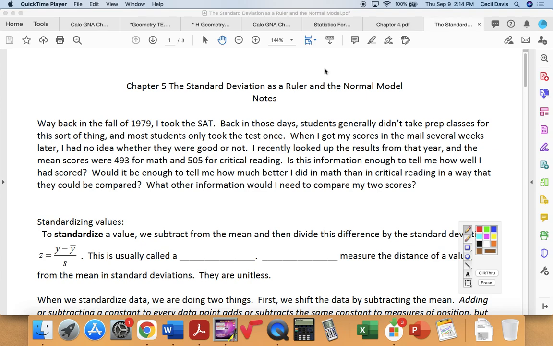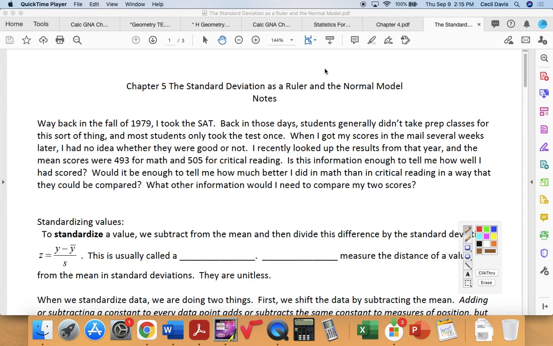Okay, so what if you scored an average of 0.8 goals per game in soccer, and someone else scores 8 points per game in basketball? How do you compare those two? Standard deviation. You use the standard deviation as a ruler.